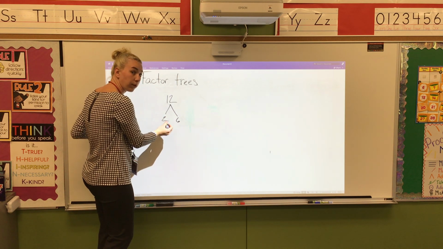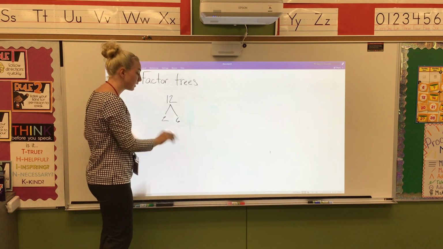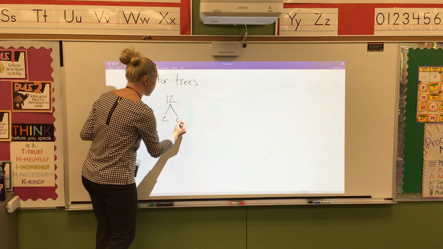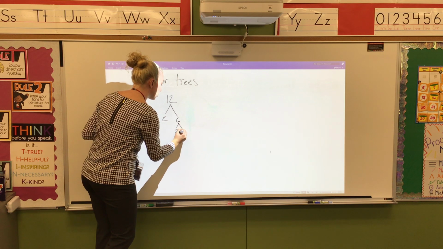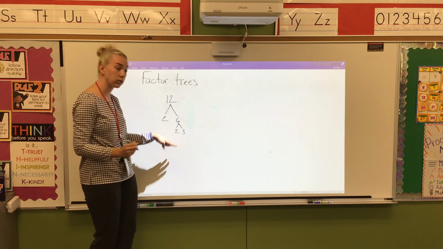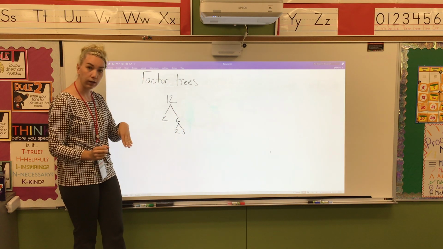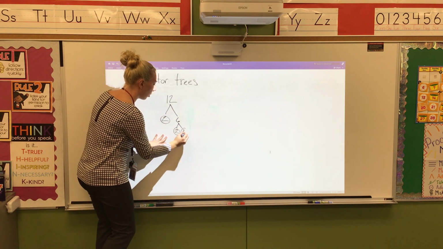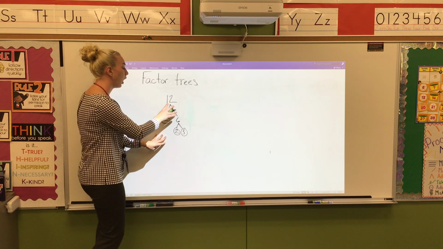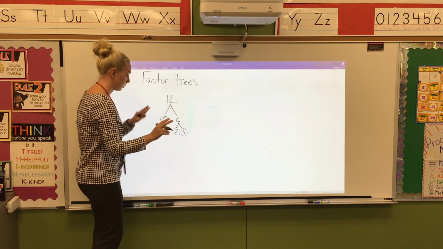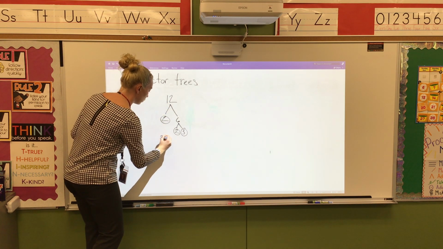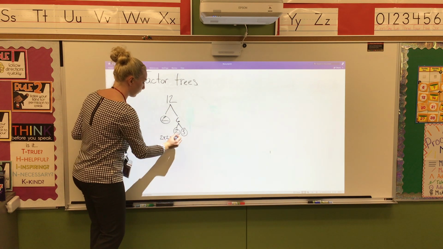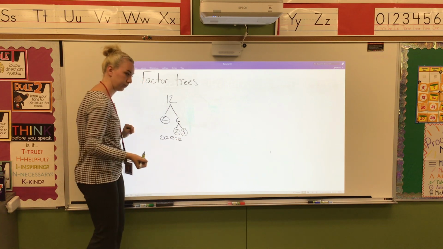2 is a prime number. It's as small as it can get, right? We can't split 2 anymore. What about 6? Good, we can split 6. 6 becomes 2 and 3. Those are the factors of 6. 2 times 3. Very good. So right now, these are the primization of 12. And if I did 2 times 2 times 3, I would still end up with the answer of 12.